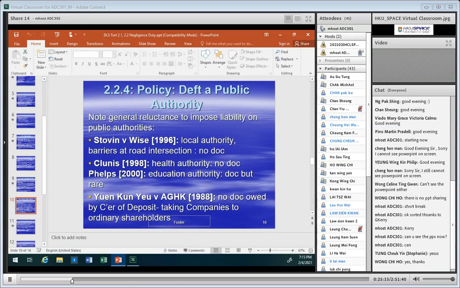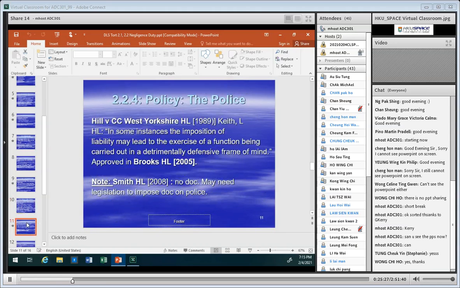Okay, and Yuen Kun Yeu is an example of the courts applying policy to rule out a duty of care owed by the Commissioner of Deposit-Taking Companies to investors. Okay, and then with regard to policy, the leading case is the Hill case. And remember, in this case, the court said no duty of care for practical reasons, really.